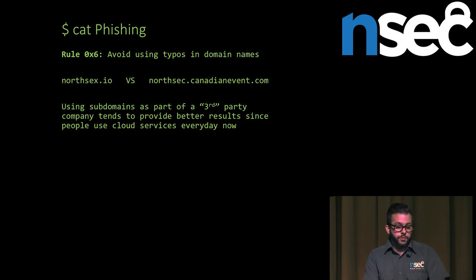Typo squatting, like for example, nordsec.io versus nordsec.canadianevent.com, right? If you look at it real fast, it kind of looks legitimate. It may be a real domain, but if you take a look at it, it's obviously typo squatting because we're not a NordSec event, we're NordSec. But nordsec.canadianevent.com looks way more legitimate, right? It's probably just a Canadian website that has a list of all the Canadian events, for example.